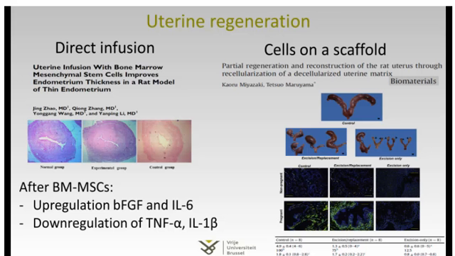On the right, there is the other approach, which is cells on a scaffold. It's a bit more complicated, but it's very promising. This is one example of one of the first papers where they developed the uterine matrix. So they took uterine tissue from rats. They perfused it with SDS, so to decellularize it. After they obtained this decellularized matrix, they seeded the cells again, and they went to see if this scaffold was improving the uterine regeneration. So what they did was making these two groups.